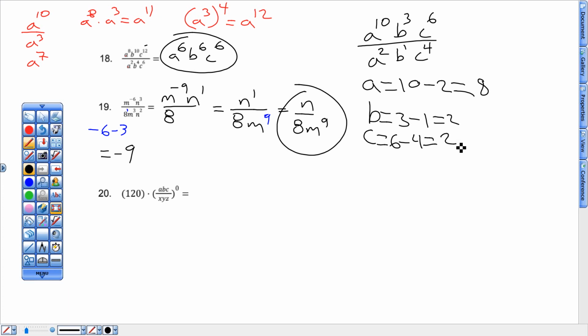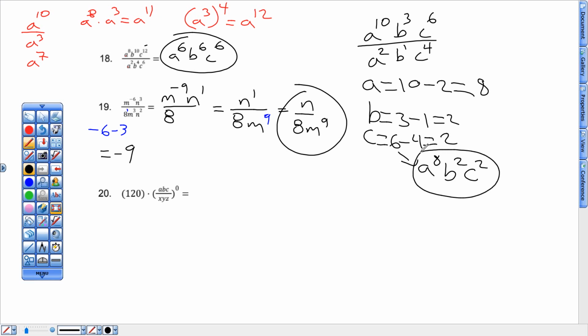So now, what's the final answer look like? That is a to the 8th, b to the 2nd, and c to the 2nd. Good job. Circle that. Good job. That's a generic one.